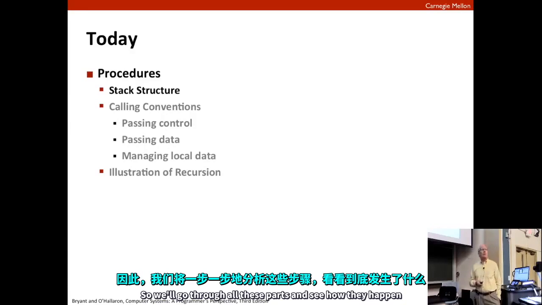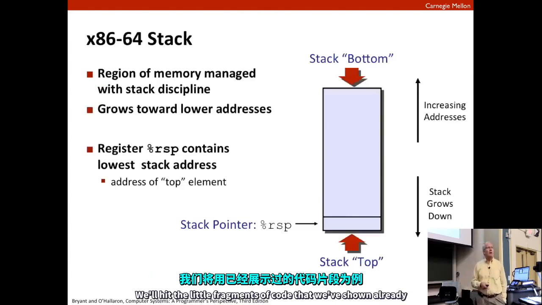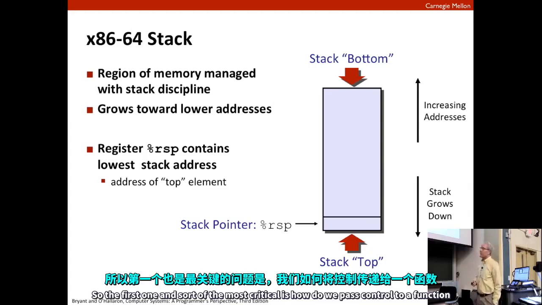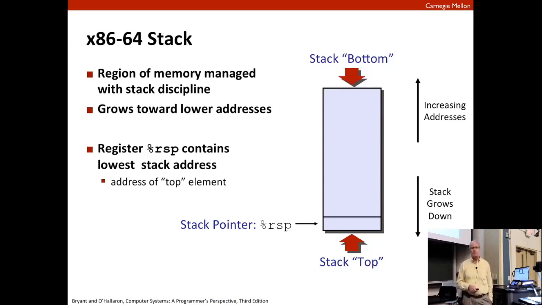So we'll go through all these parts and see how they happen. And you've already seen little glimpses of them looking at the little fragments of code that we've shown already. So the first one, and sort of the most critical, is how do we pass control to a function? But before we can even talk about that, we have to talk about the stack.